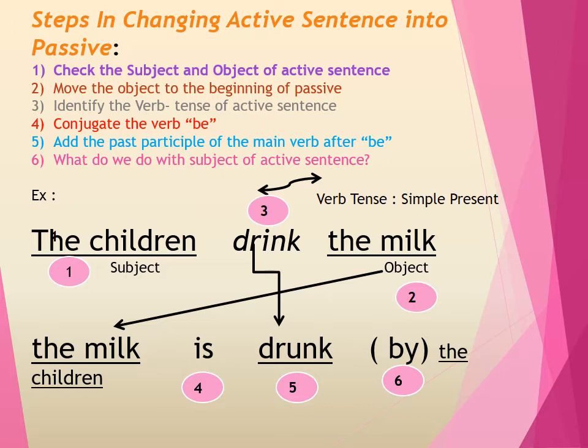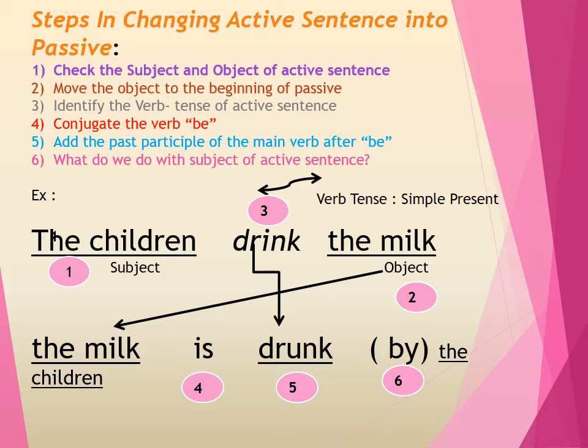Look at this sentence. In active sentence, the children drink the milk. Okay, the first step is check the subject and object of the active sentence. In the active sentence, the subject of the sentence is the children and the object of the sentence is the milk.